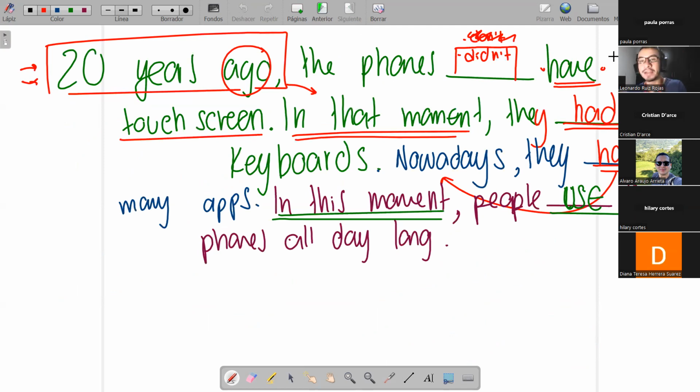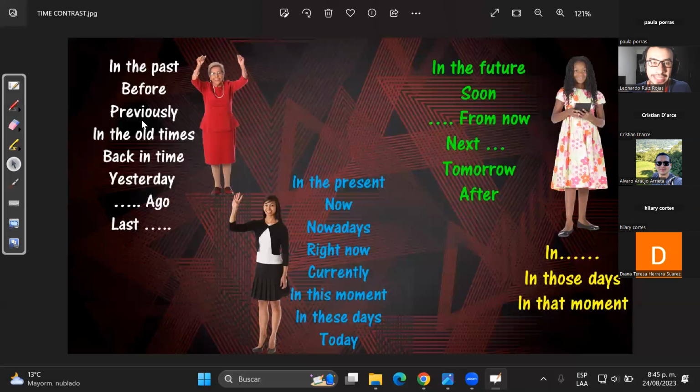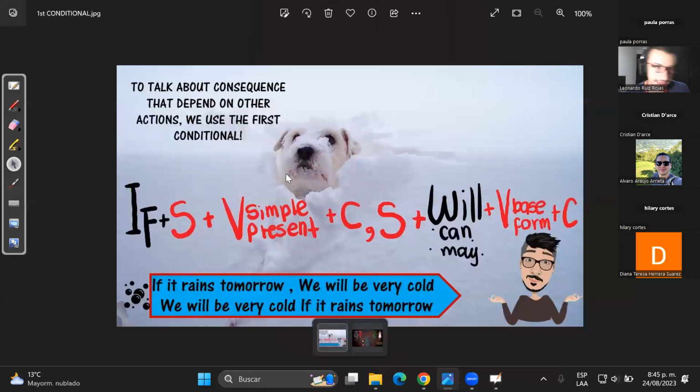Bueno, anyways, we have the condition and we have the consequence, right? So in that case, we are going to talk about the first conditional. The first conditional, guys, it's, of course, a sentence that presents a condition and the possible consequences of that condition.